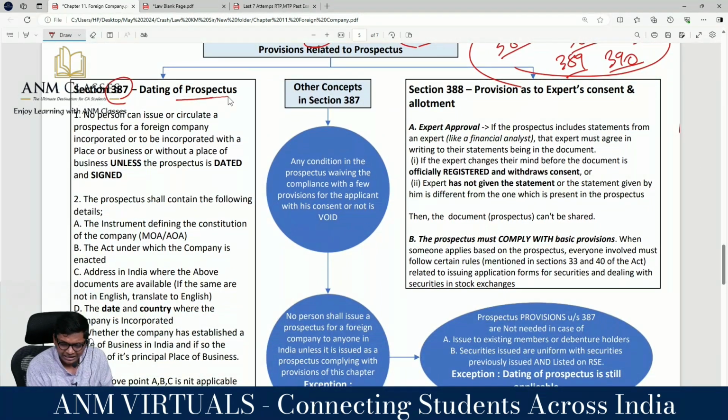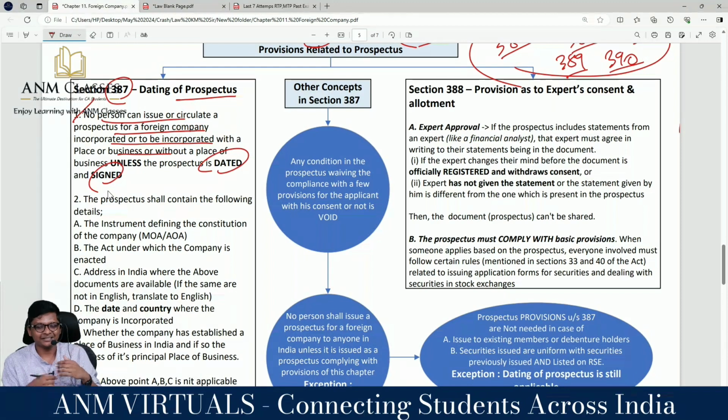387 talks about dating of prospectus. What is the first point saying? Summary. A foreign company, any person incorporated outside India. Basically, a foreign company cannot issue a prospectus in India unless it is dated and signed. Basic. This we already studied in the prospectus chapter. Every prospectus has to be dated and signed. Same point, repeat. So revision of the prospectus chapter and foreign company.